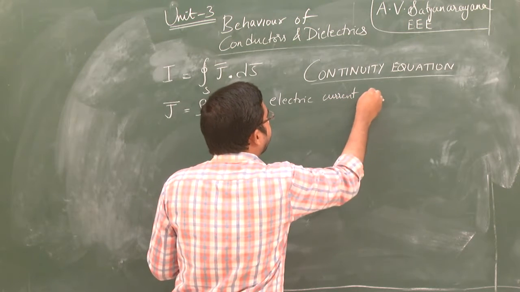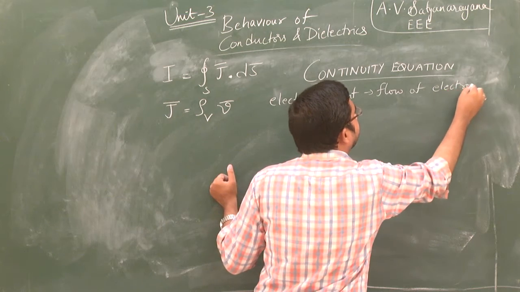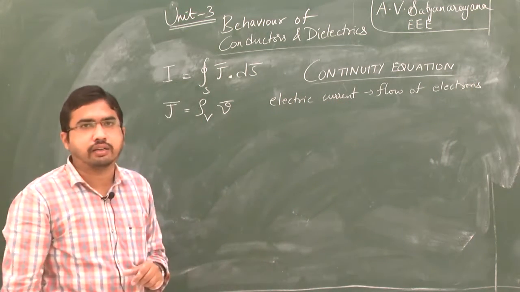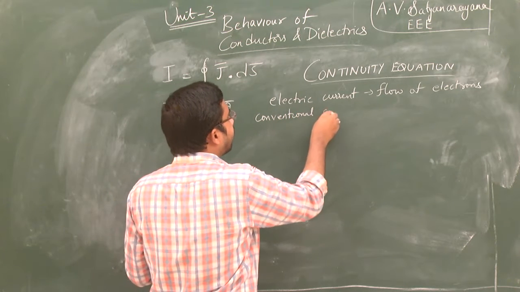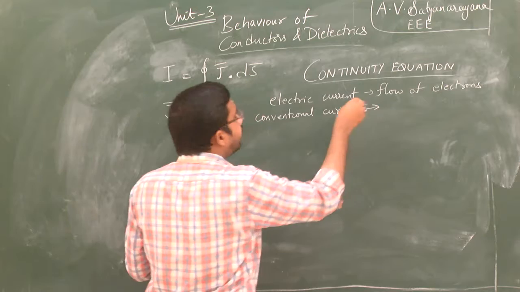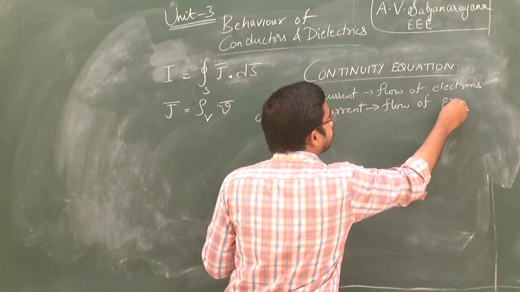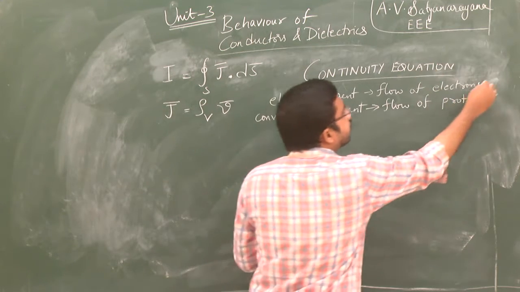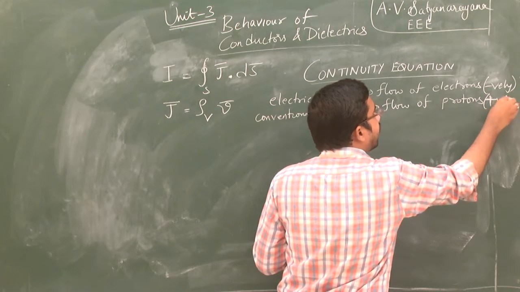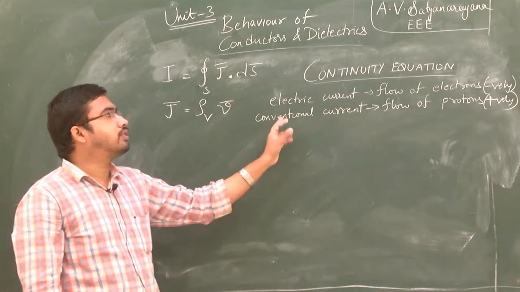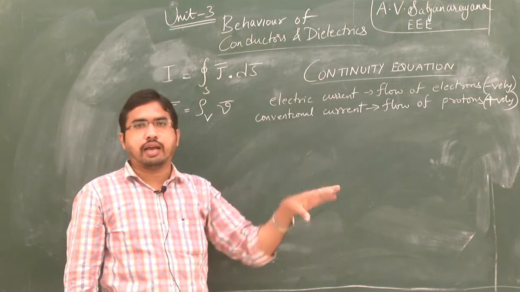current is flow of electrons. Electric current is flow of electrons or negatively charged particles. If you consider the conventional direction of current, then conventional current is the flow of protons, positively charged particles. Electrons are negatively charged particles, protons are positively charged particles. So conventional current is always opposite to the electric current. That means flow of positively charged particles is your actual current I.